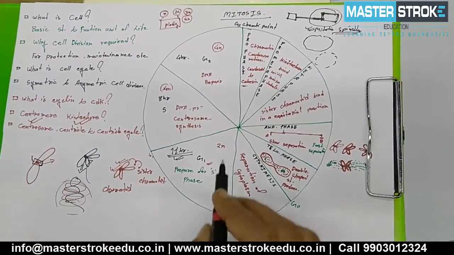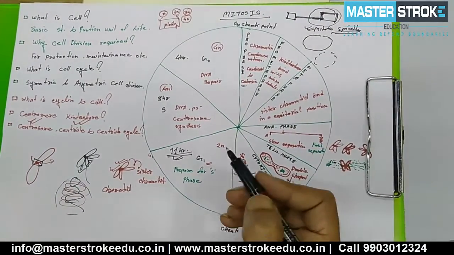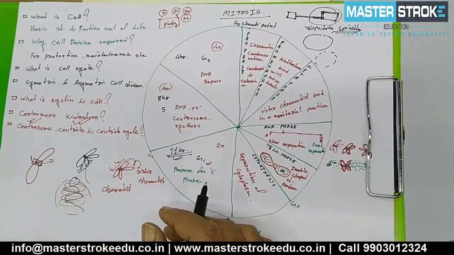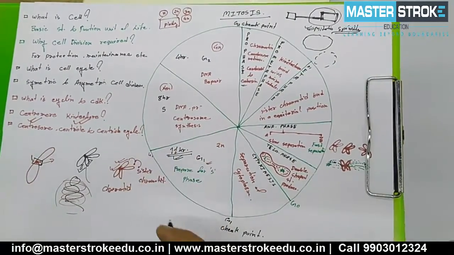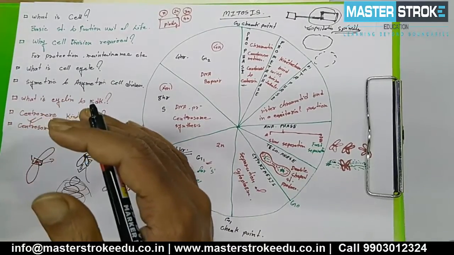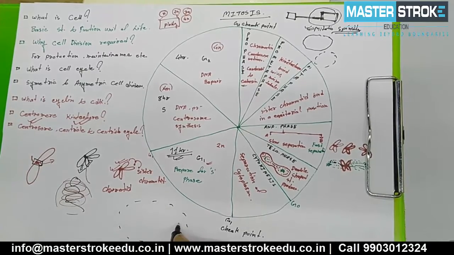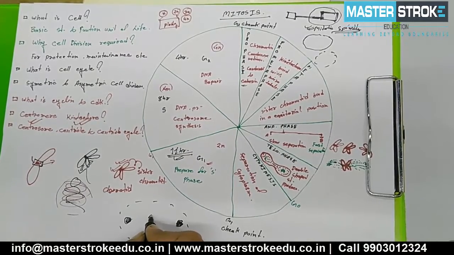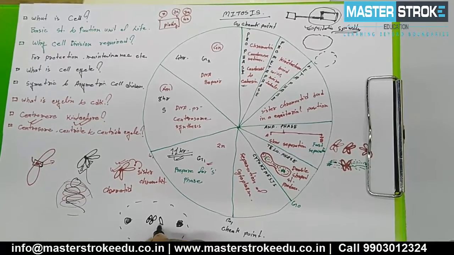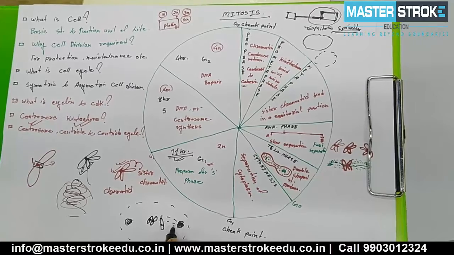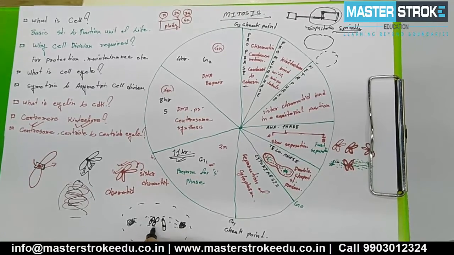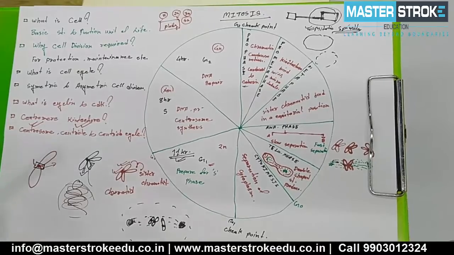Now what happened? In the next phase, the metaphase, all the chromosomes with their sister chromatids are present in the equatorial region, meaning at the middle. This is the nuclear envelope that is degraded. Here are some centrosomes, and all your sister chromatids are present at this stage. And these are the microtubules. They try to segregate into the two different nuclei.